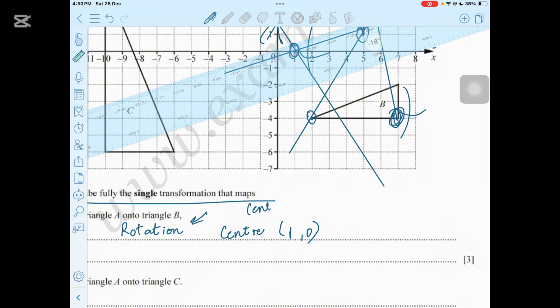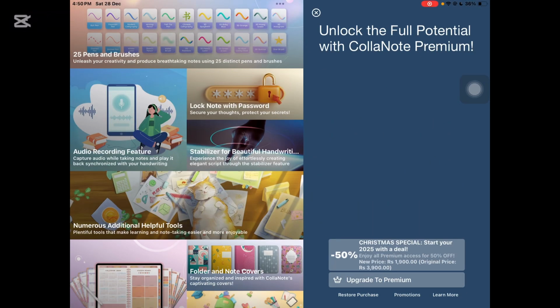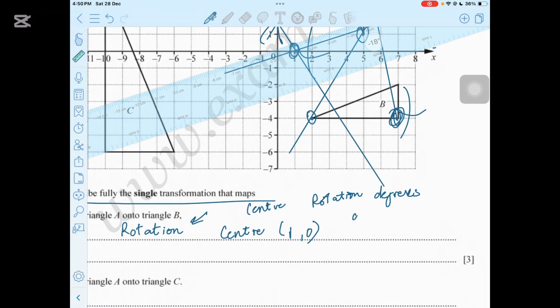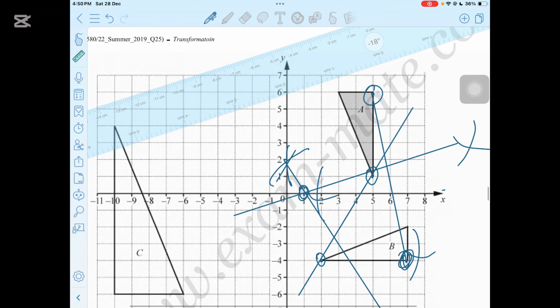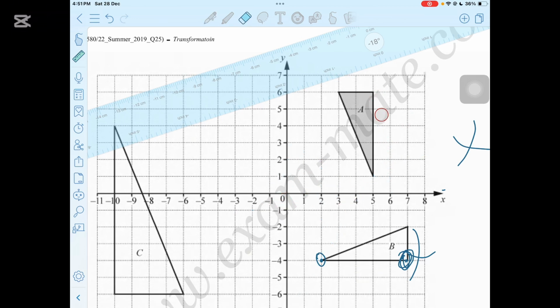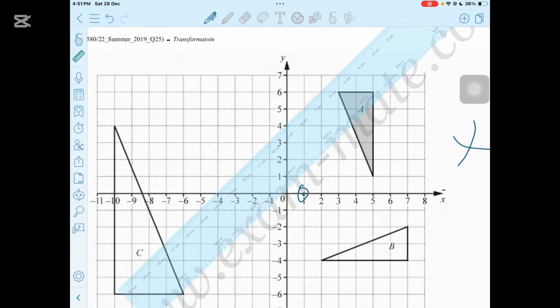For the rotation we need three things, right? The center, the rotation degrees, and the direction. These are the 3 things. We have the center, we need the rotation degrees, so this is the point, right? So let's just remove all of the other things since we have the center. This is the center, right? Let's draw the object's line and the image line.